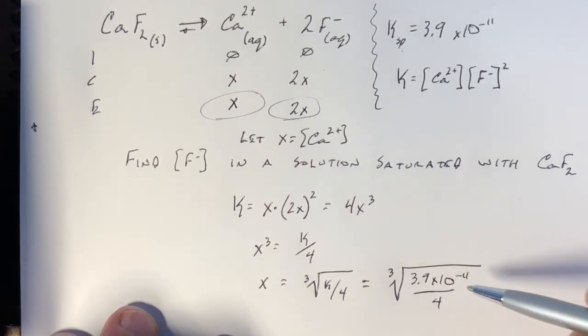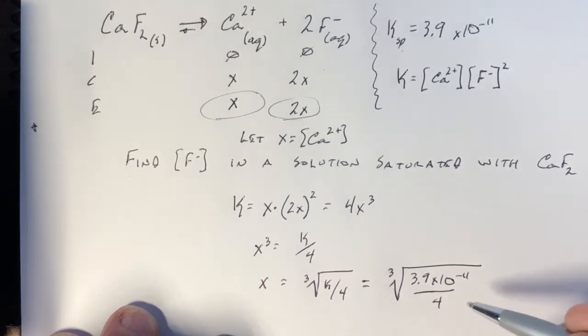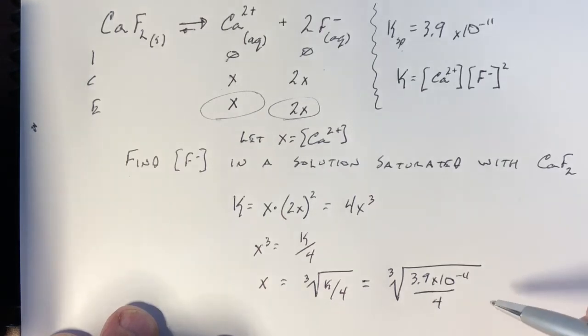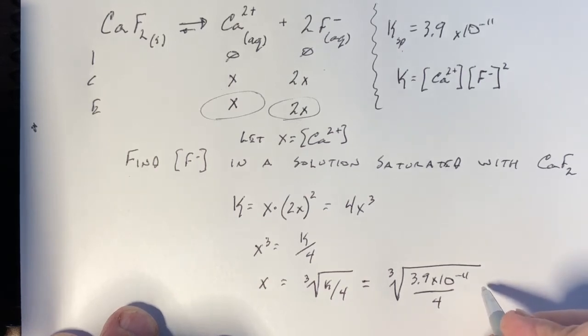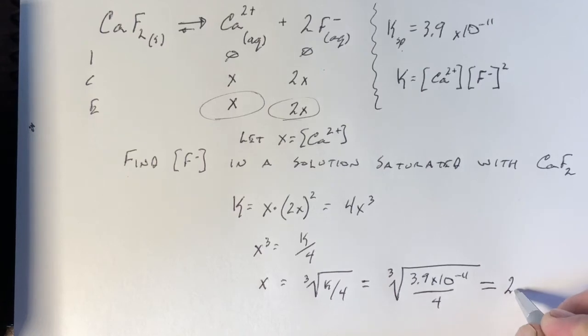Depending on your calculator, we would do 3.9 times 10 to the minus 11 divided by 4, have a quantity there, and then you can raise that to the 1/3 power. I think my smartphone has a cube root button on it, but however you do that on your calculator would be the right way. When we do that, I get 2.1 times 10 to the minus 4.